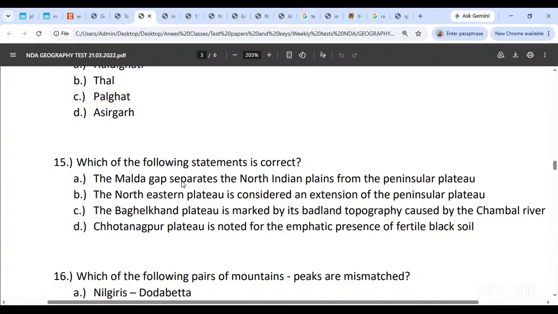Is the Malda Gap the one that separates the North Indian plains from the Peninsular Plateau? What does it separate? Peninsular Plateau and Northeastern Plateau. Malda Gap separates those two. So the first statement is obviously wrong, because it is not the North Indian plains, it is the Peninsular Plateau which gets separated from the Northeastern Plateau over here. So that statement is wrong. The Northeastern Plateau is considered an extension of the Peninsular Plateau? Yes, this statement is correct.